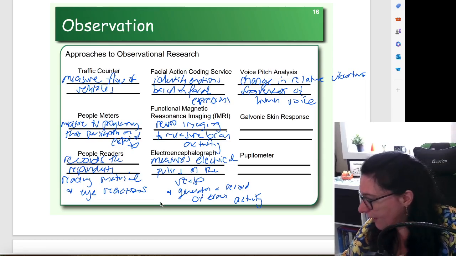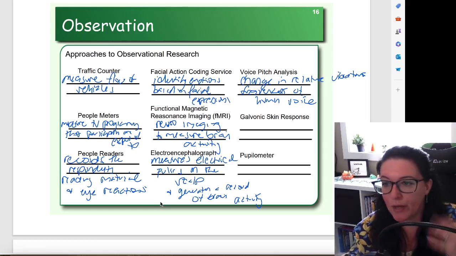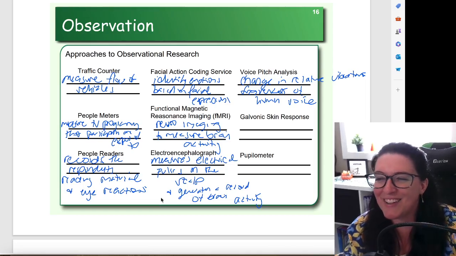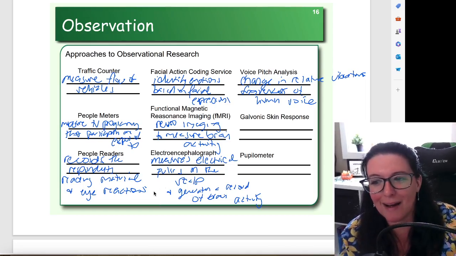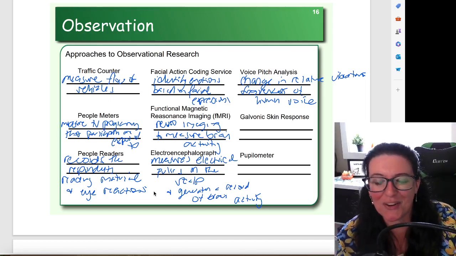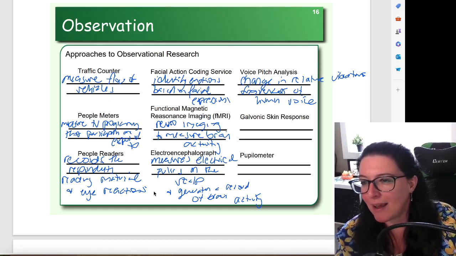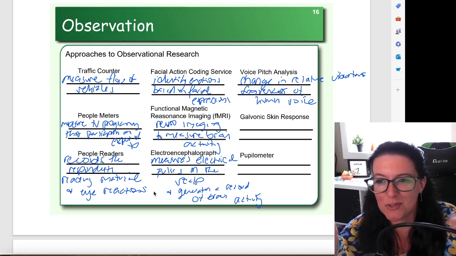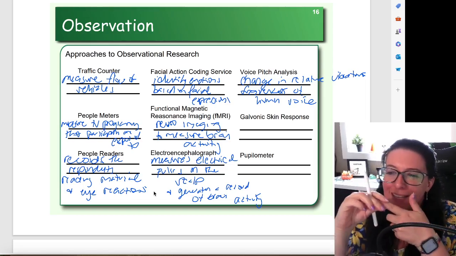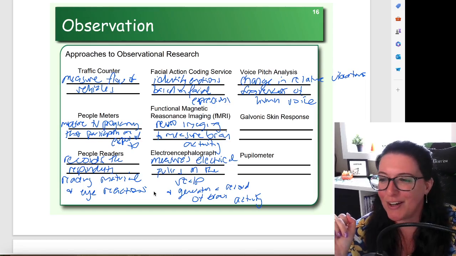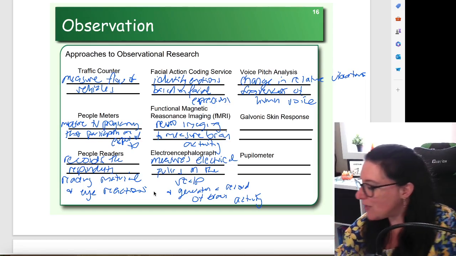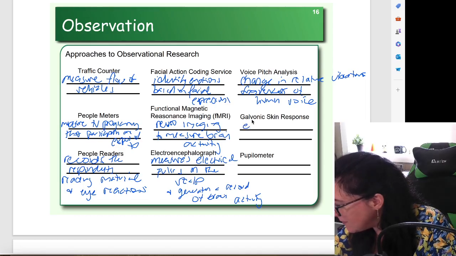All right, what else is here? Galvanic skin response. I used to have one. I don't teach marketing research anymore. My plate was too busy with a bunch of other courses, so I gave my galvanic skin response to my colleague. But essentially, you put a little sensor on your finger, and we measure electrical pulses.